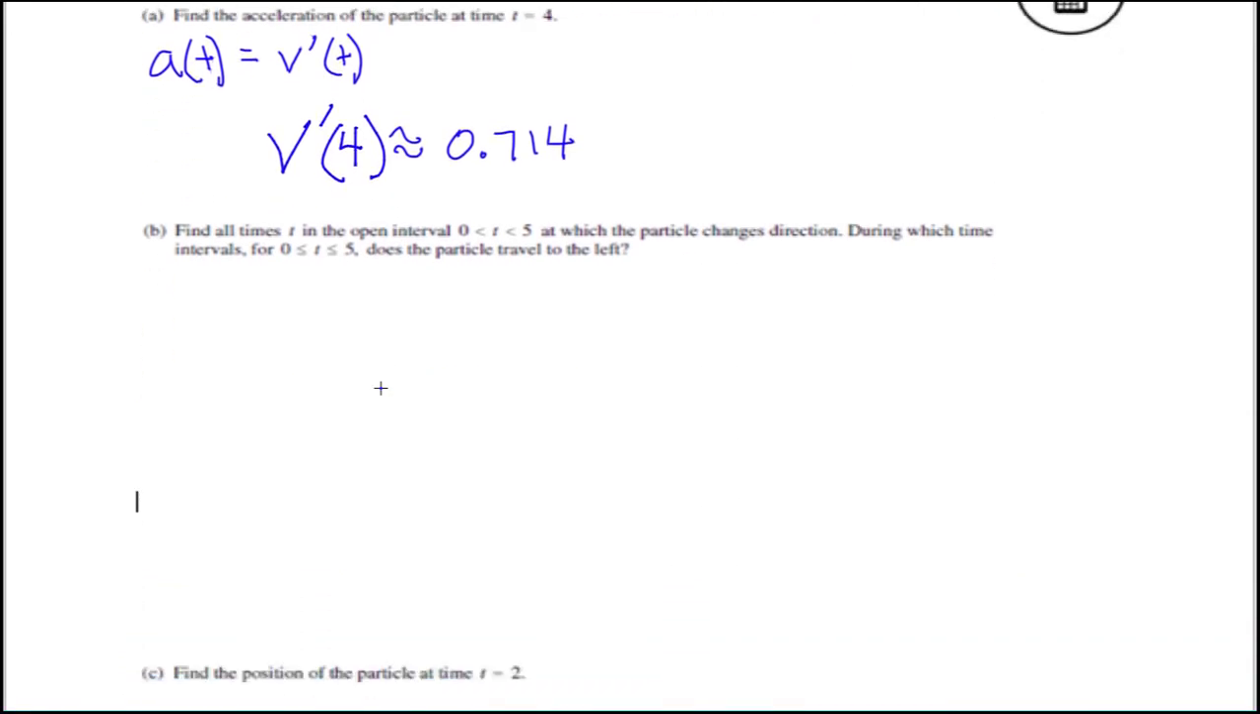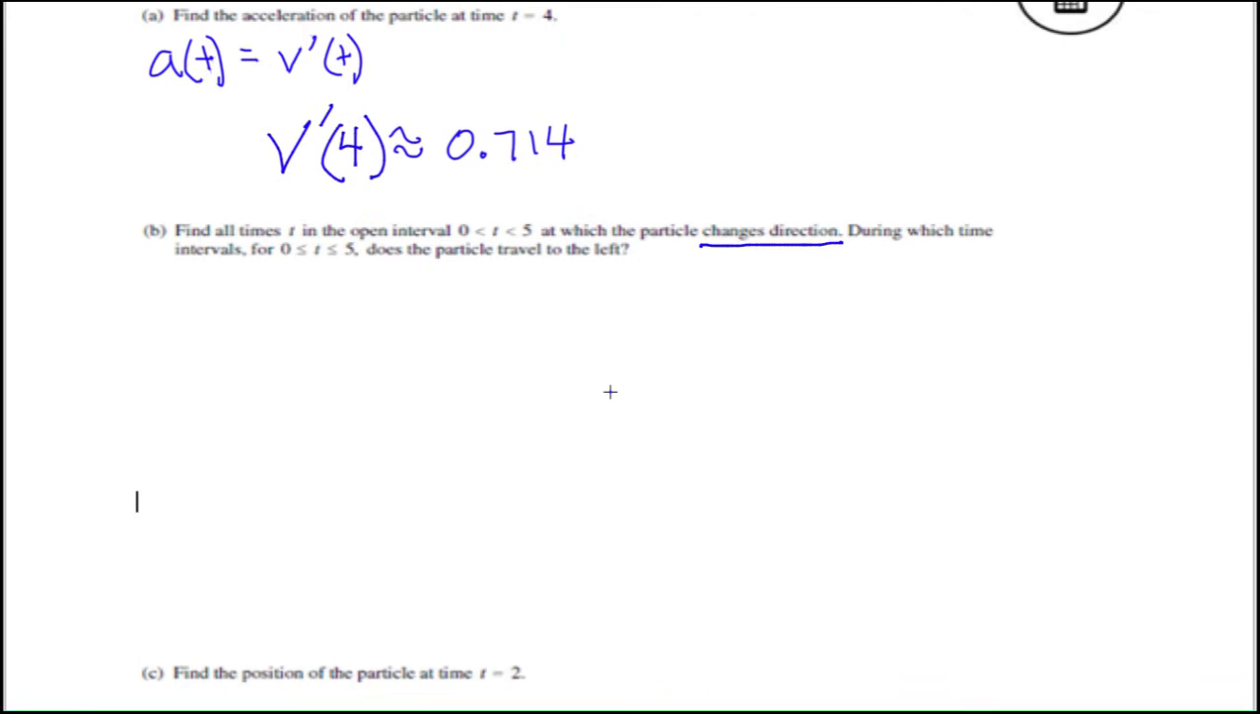On to part B. Find all t in the open interval 0 to 5 in which the particle changes direction. What does that mean, change direction? When the slope goes from positive to negative or negative to positive. Yeah, so what is slope? Does the sign change in terms of position, velocity, or acceleration? Oh, it's velocity, yeah.